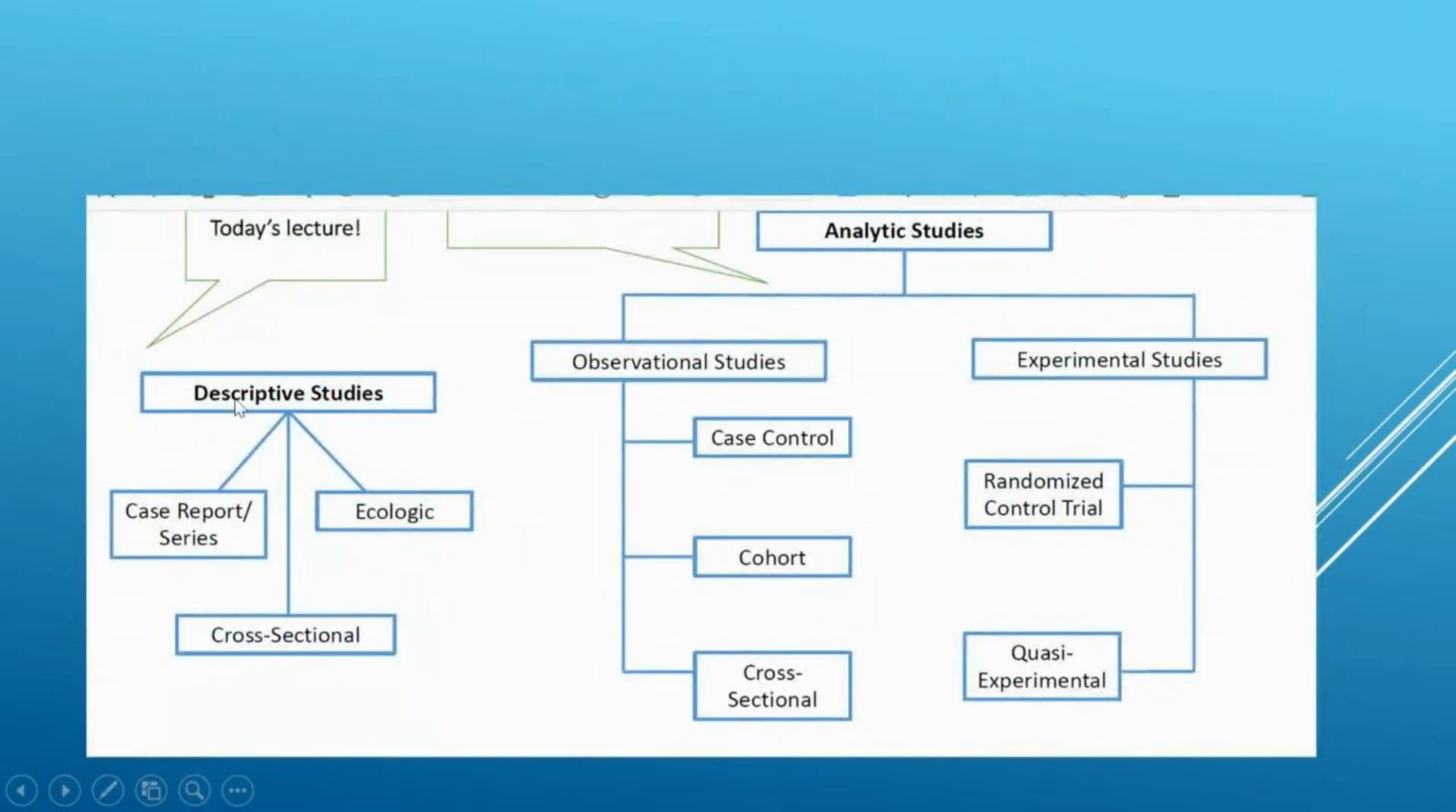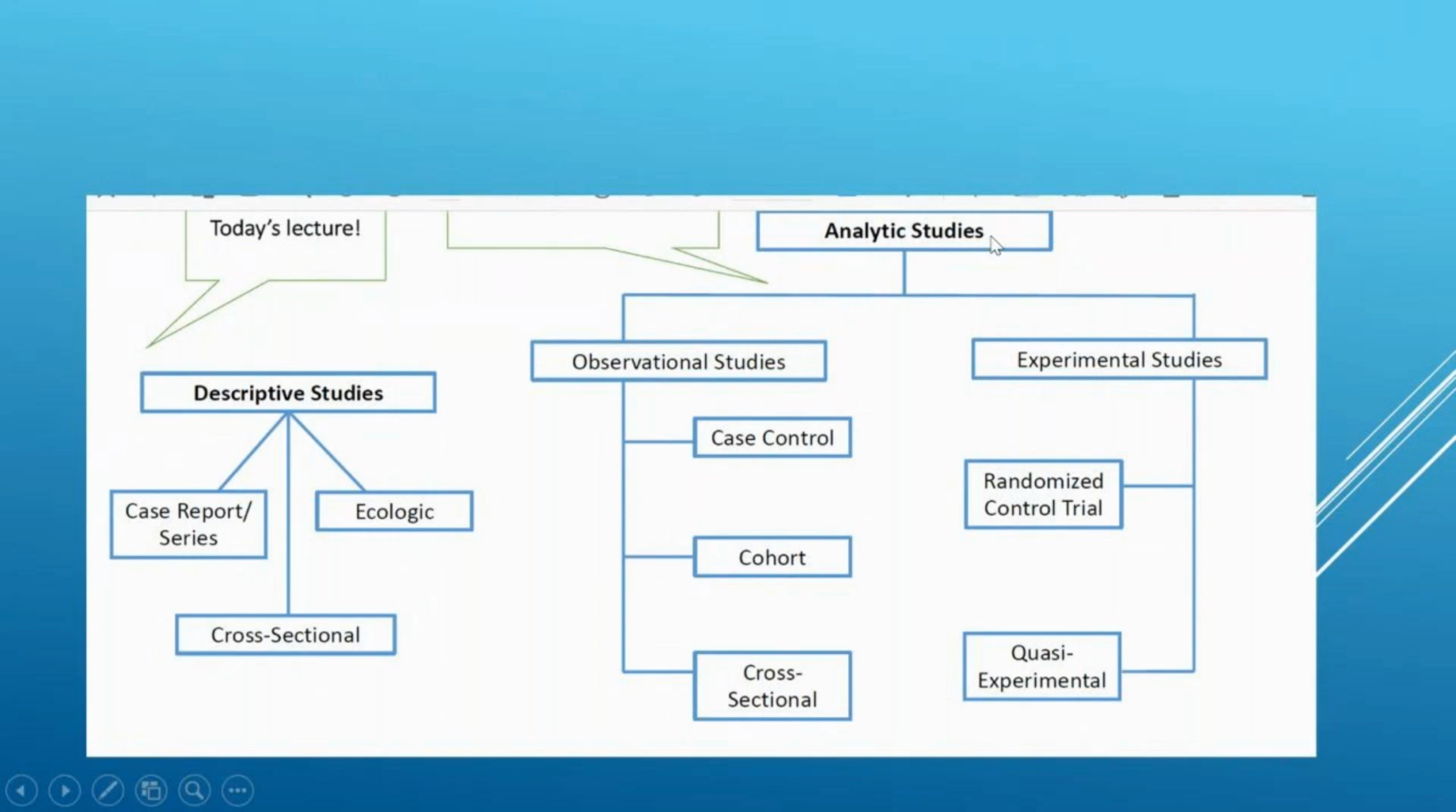So like I said, descriptive studies and the analytic studies. Descriptive studies can be of three types: case reports or case series, ecologic studies, or cross-sectional studies. We are going to talk about all of these in a bit.